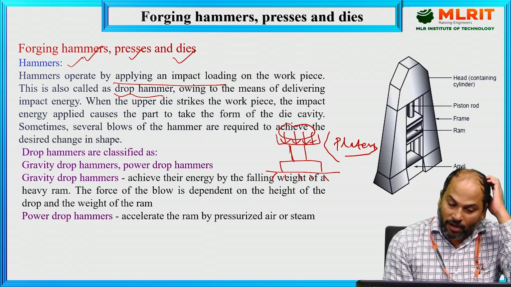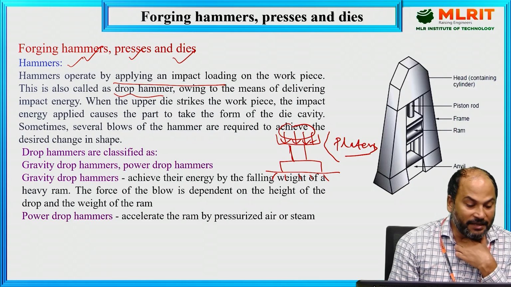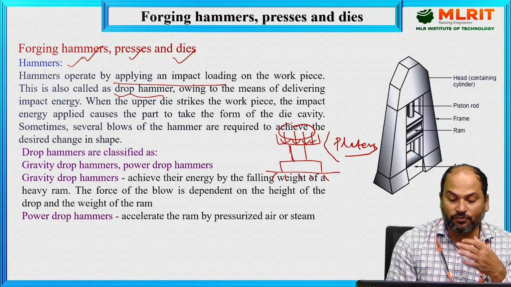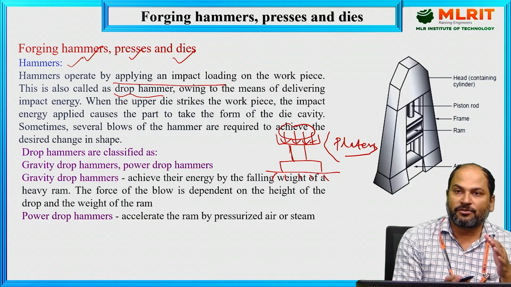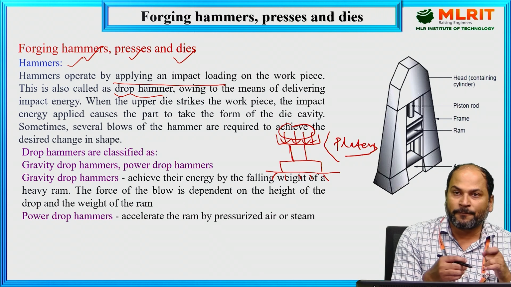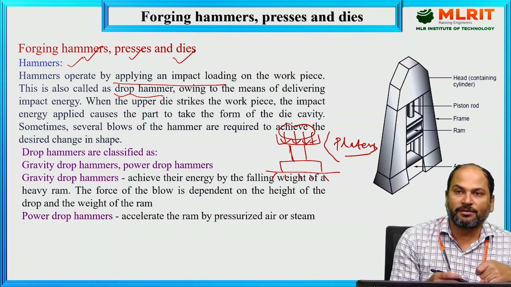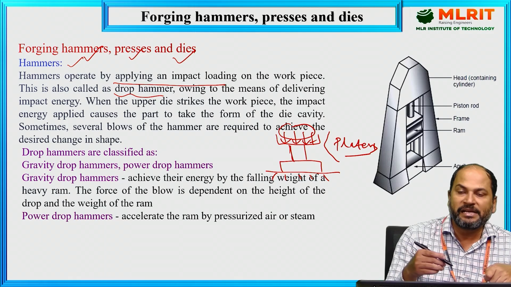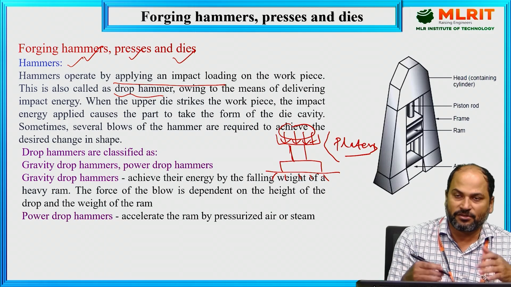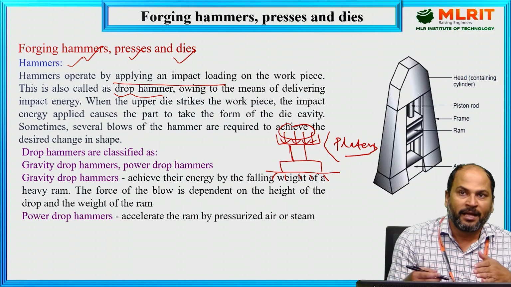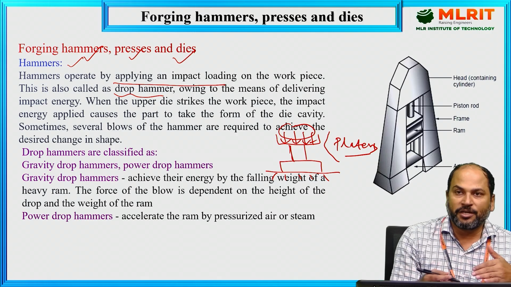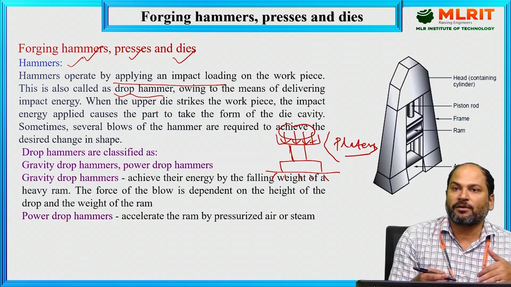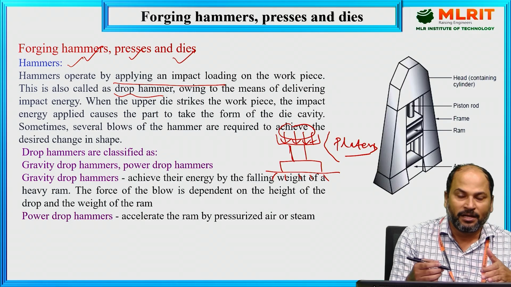When the upper die strikes the workpiece, the impact energy applied causes the part to take the form of the die cavity. We already know two dies will be there, so whatever the shape or impression inside the die, when we deform the material, it is going to completely fill those impressions. Once this deformation is over, it takes the shape of that particular cavity given in the die.